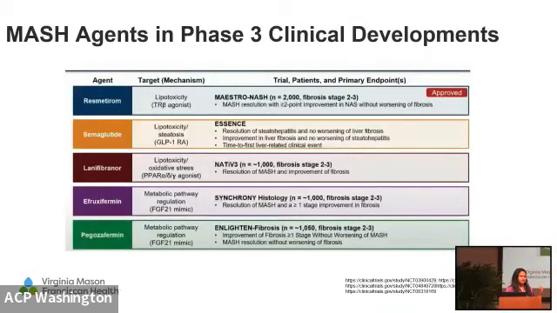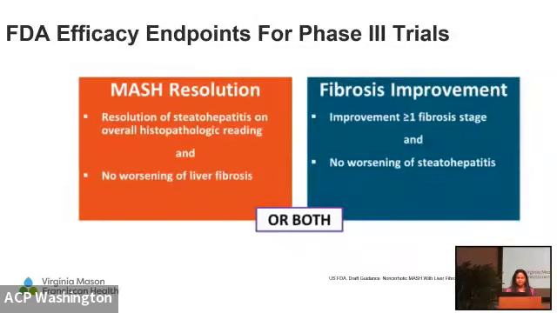So these are some of the phase 3 drugs that are in clinical trials right now. Quickly going to go through all of this. I'm not sure how much time I have. So what is the FDA looking at? MASH resolution or improvement in the fibrosis, or both?